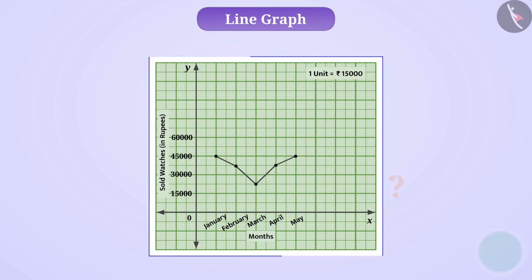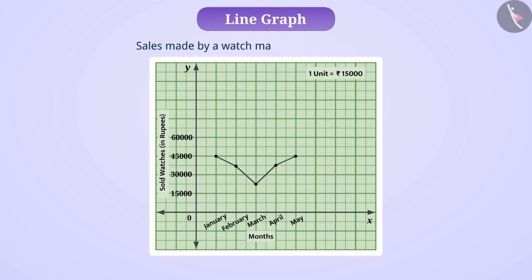This line graph gives us information about the sales made by a watch manufacturer every month. You can see that the sales of watches in various months are shown with different points which have been joined by line segments. Similarly, in line graphs, data is represented by points which are linked by line segments.